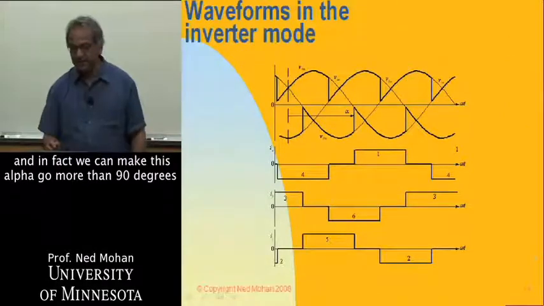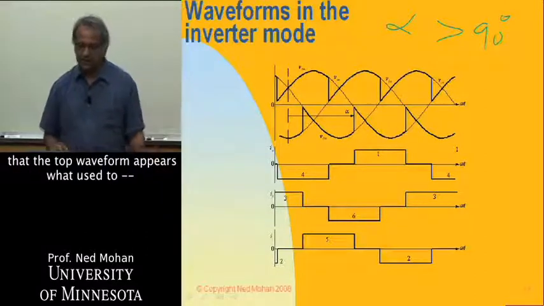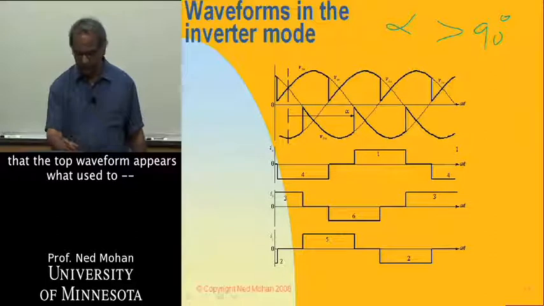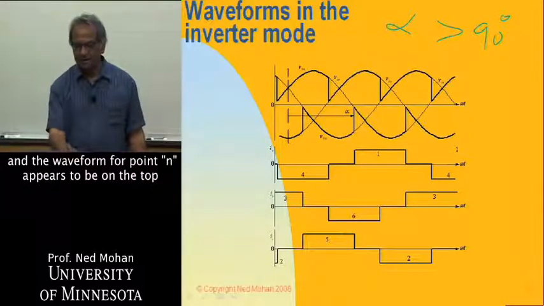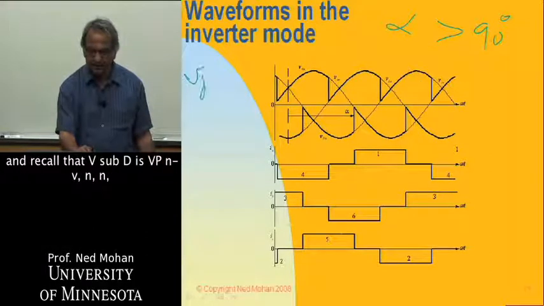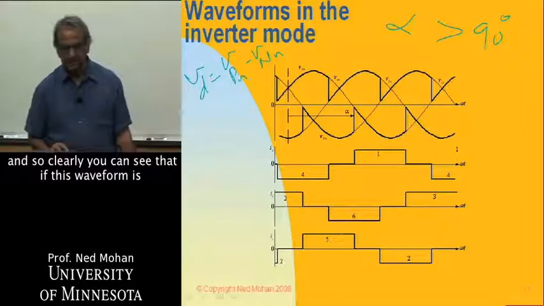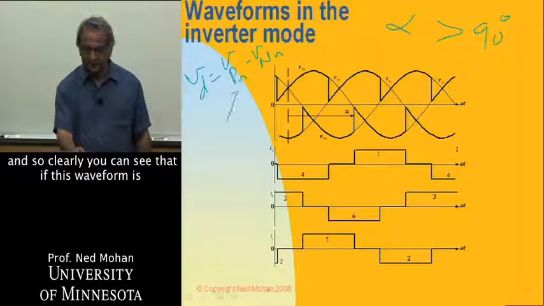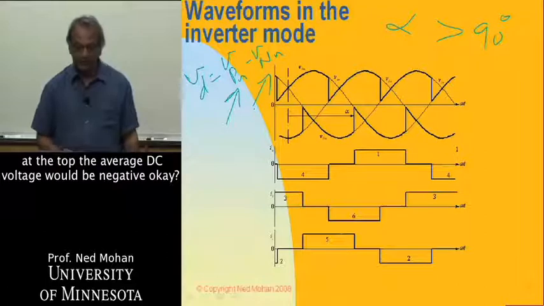And in fact, we can make this alpha go more than 90 degrees. And then what happens is that the waveform for point P appears at the bottom, and the waveform for point N appears on the top. And recall that V sub D is Vpn minus Vnn, where this n is the AC side neutral. So clearly you can see that if this waveform is at the bottom and this waveform is at the top, the average DC voltage would be negative.